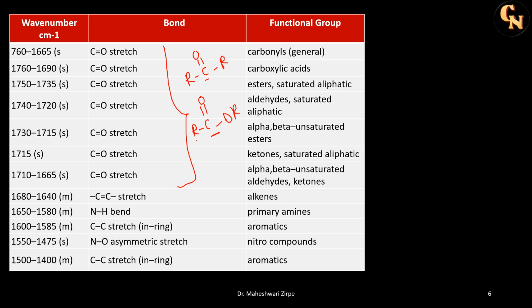Then alkene C double bond C stretching shows between 1680 to 1640. NH bending is between 1650 to 1580, that is for a primary amine. Then for the aromatic ring, this you have to remember, students, it is between 1600 to 1585. Similarly, for aromatic rings, CC single bond stretchings in a ring are from 1500 to 1400, medium. So there are a few important ones which you have to remember. Alkenes also you can remember for double bonds.